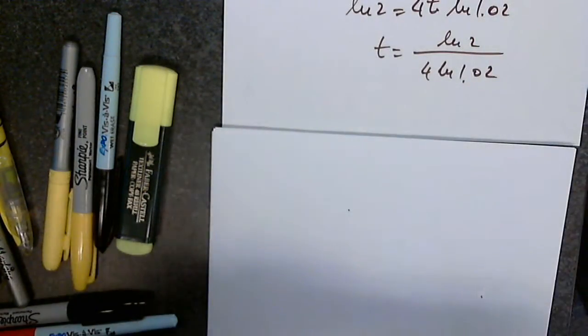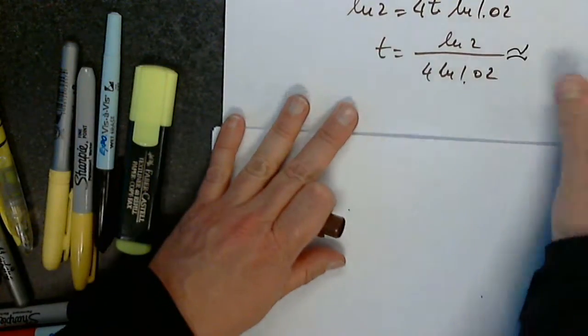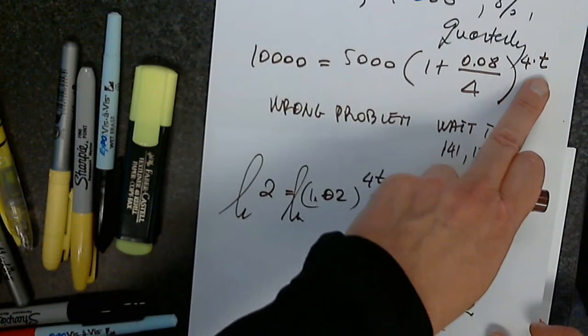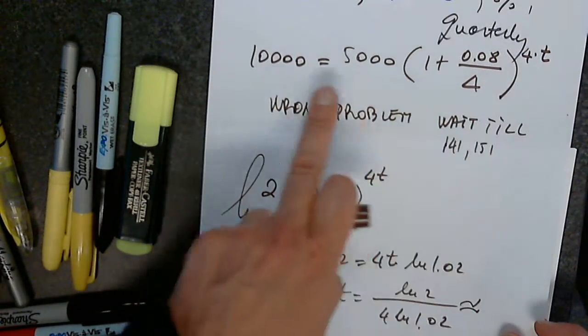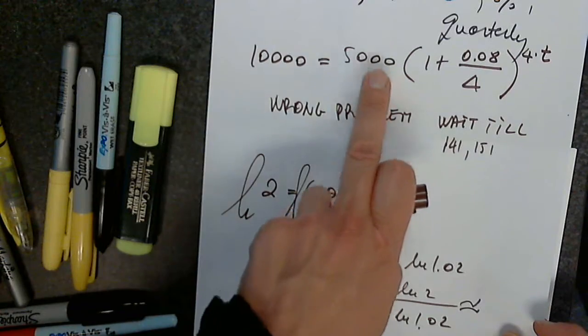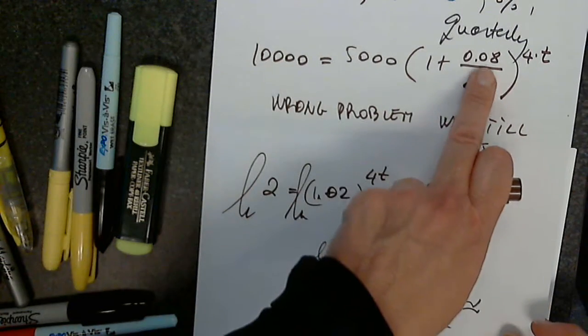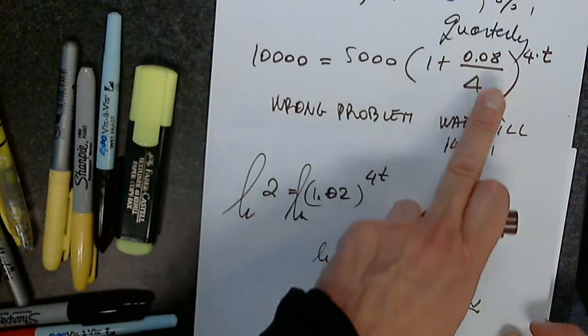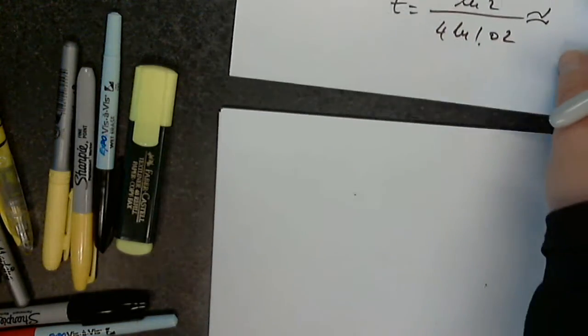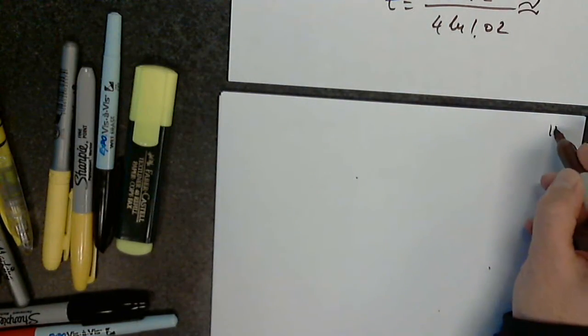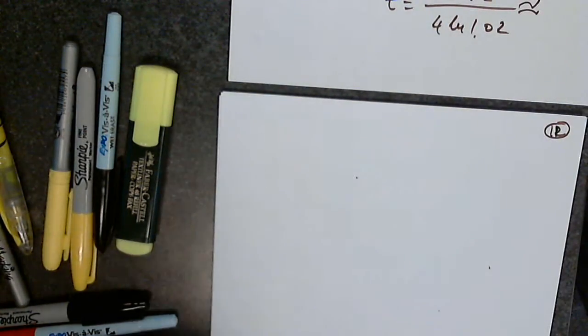So you can find this by putting it in the calculator, and then you will see that that's the exact time you need, number of years, so that your investment from 5,000 grows to 10,000 with an interest rate of 8% and compounded interest 4 times a year. So now I'm going to pick the correct problem.